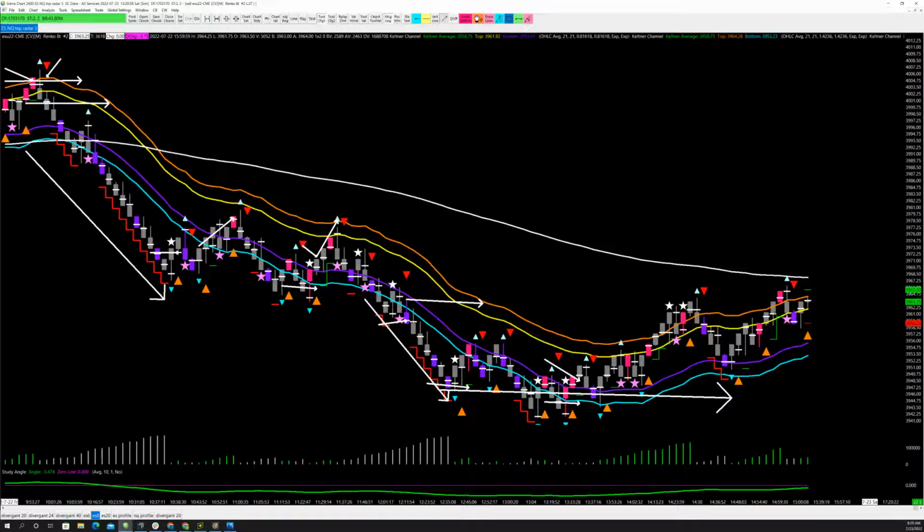So that's how I use the triangles. The triangle going the other direction is good, but it doesn't tell me nearly as much information as getting above the triangle that was going in the direction I'm trading against, right? Because I know I have someone jammed there on that triangle.